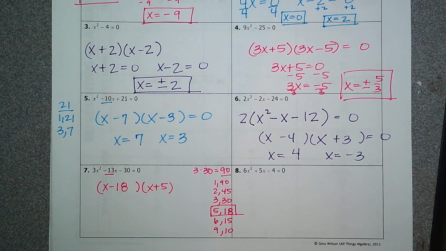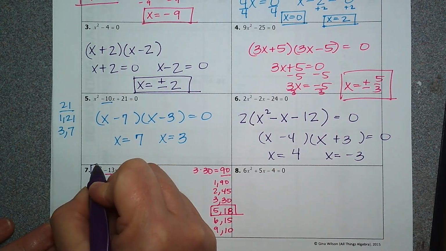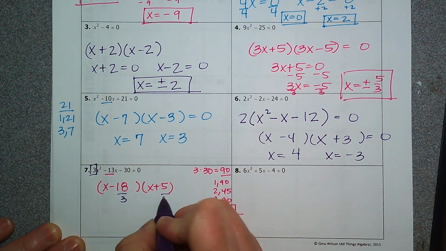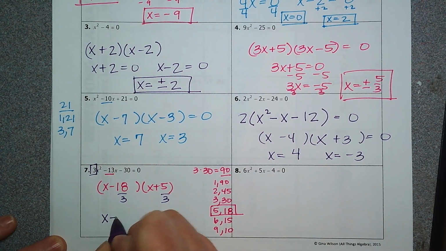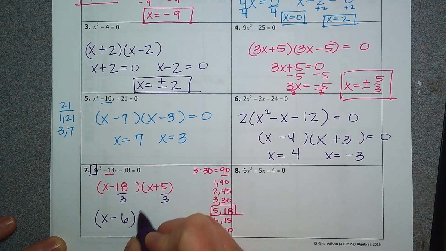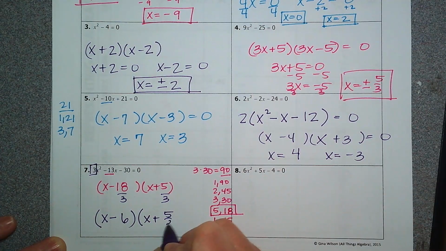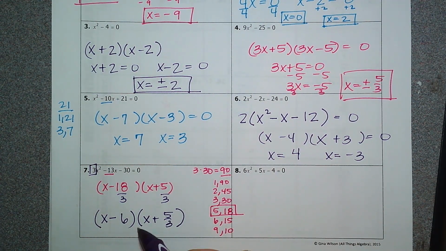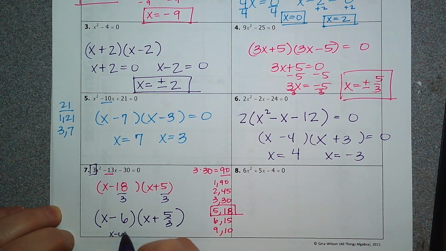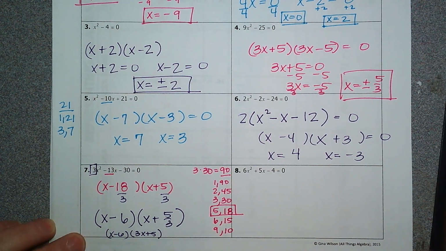Now I have to take the A value and divide it into both factors. Then simplify. What's 18 divided by 3? I cannot simplify 5/3. So at this point, you can either bring bottoms up or you can go ahead and solve. If it's asking for the factorization, it would be x minus 6 times 3x plus 5. If I want to solve, I know it's the opposite of my factors. So my solutions are x equals 6, x equals negative 5/3.